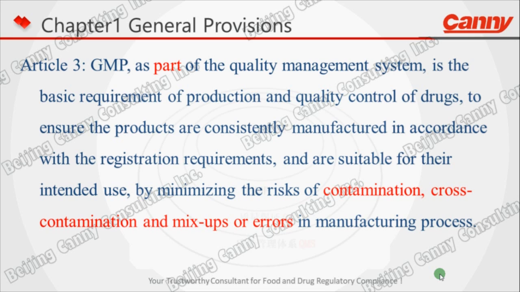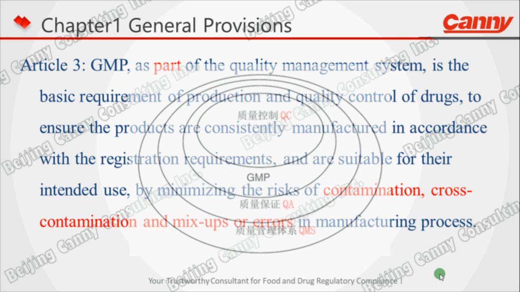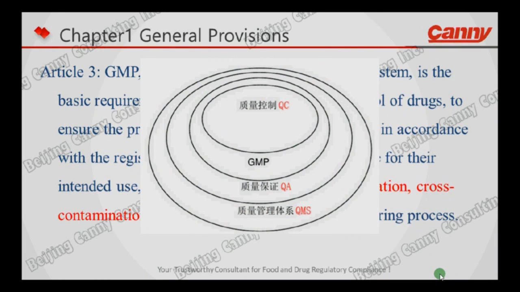Okay, this paragraph also says the range of GMP. We can have a look at the chart. GMP is a part of QA, and QC is a part of GMP. The term QMS means Quality Management System. It has the larger scale. It includes QA, GMP, and QC. So next, let's go to the Quality Management System, QMS.